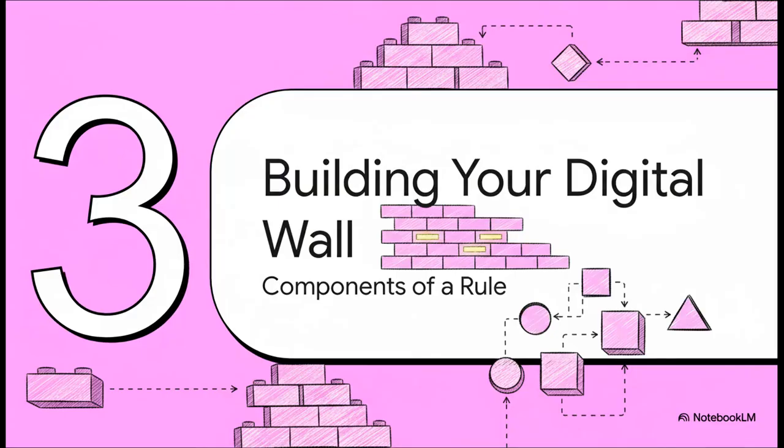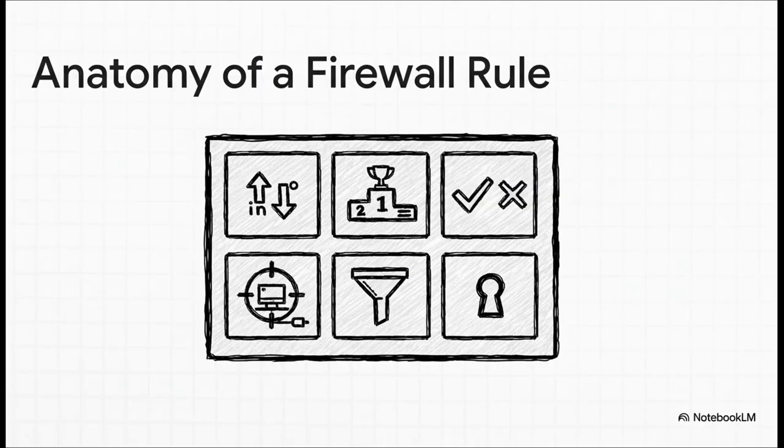All right, so we get the logic. Now let's crack one of these rules open and look at its anatomy. What are the actual building blocks? Every single firewall rule is made up of these 6 core parts. You've got the direction. Is traffic coming in or going out? The priority number. The action. Allow or deny. And then the specifics like the protocol and port.